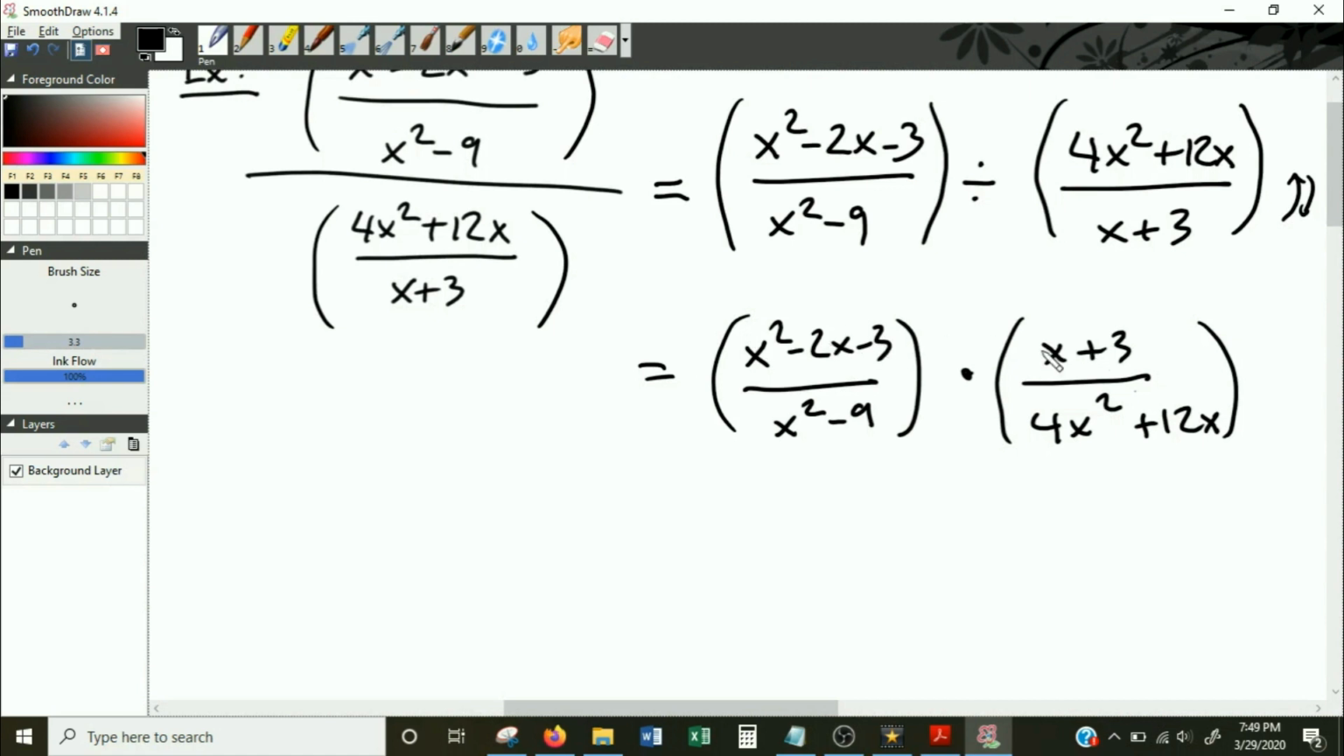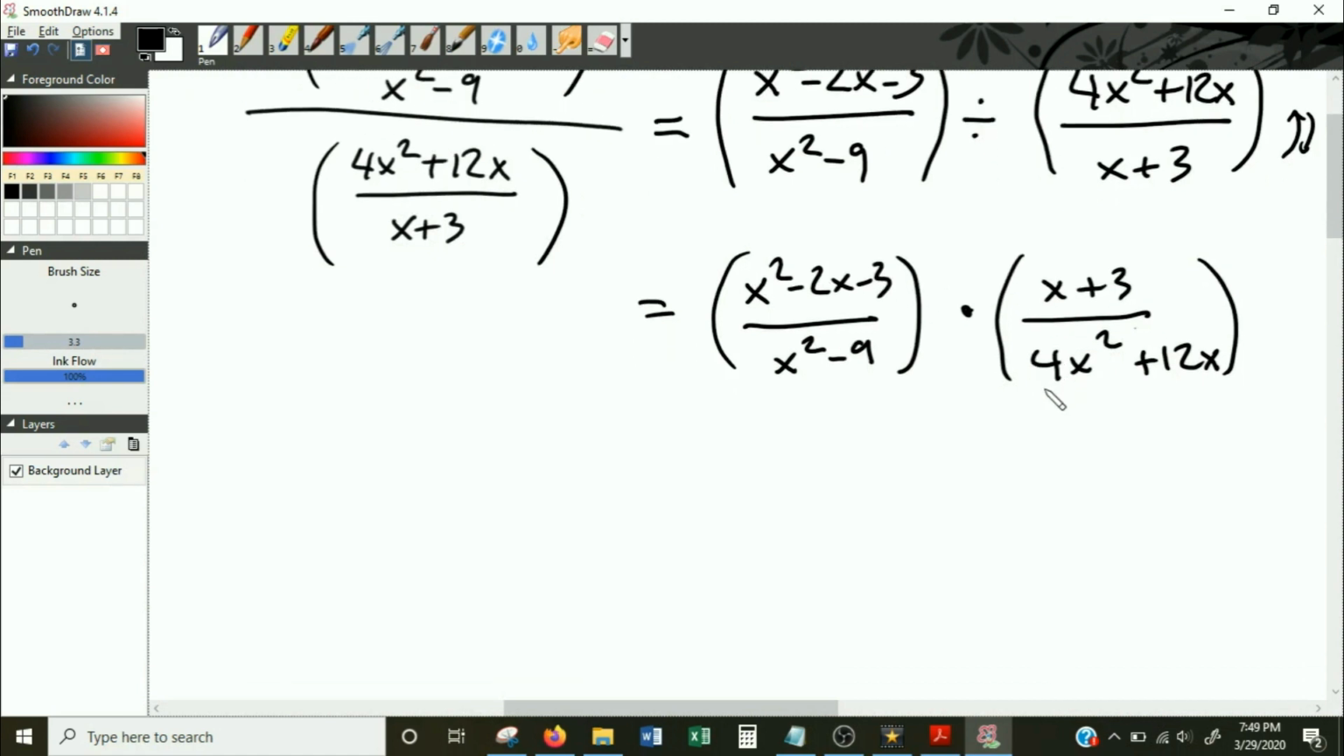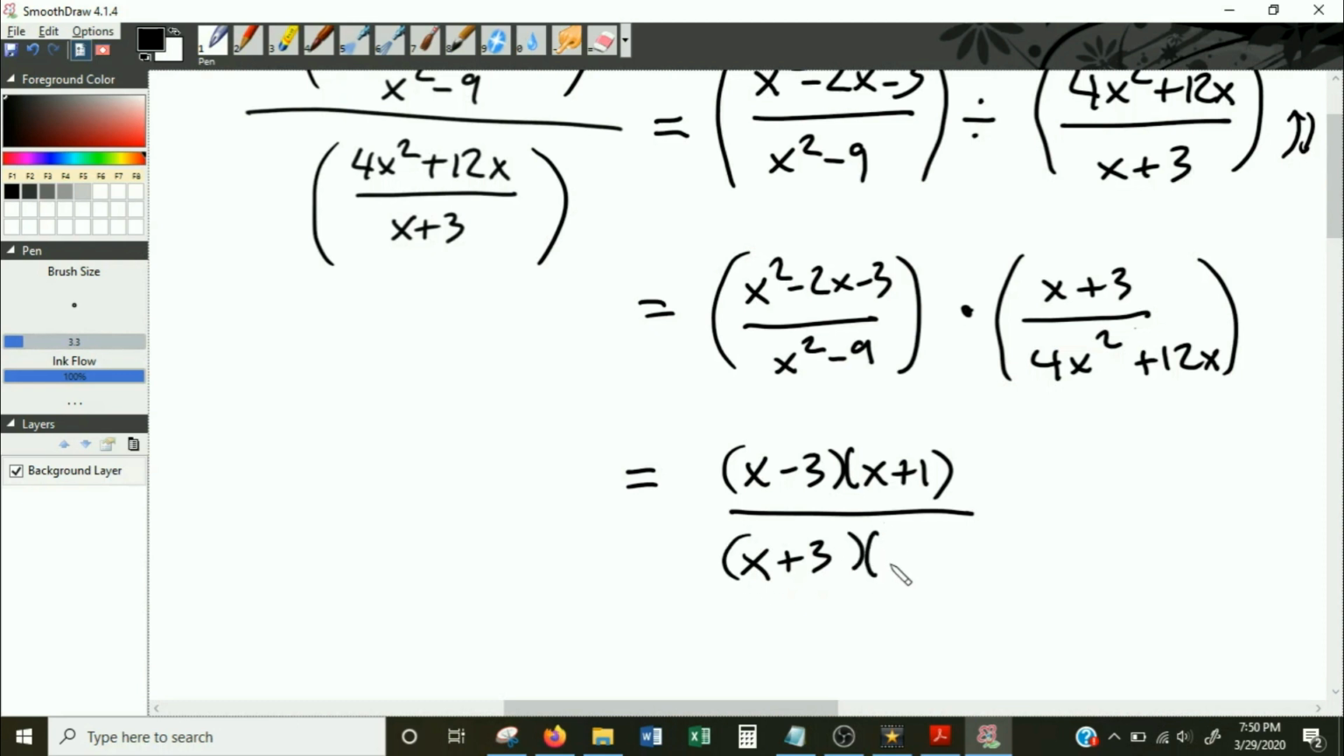Instead of multiplying these across, what we're going to try to do is simplify it even further by factoring the numerators and the denominators as much as we can. So x squared minus 2x minus 3 is the same as x minus 3 times x plus 1. And the denominator is x plus 3 times x minus 3. So that whole thing times, we have x plus 3 over here on the numerator, that doesn't change. But then we get 4x times x plus 3 over here. So this is what we have.